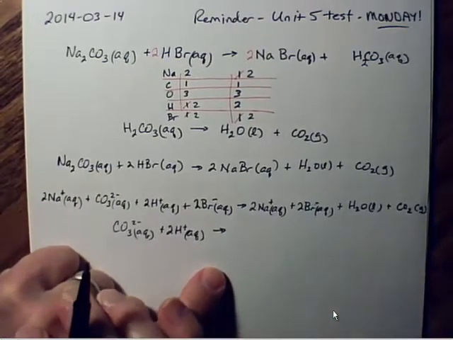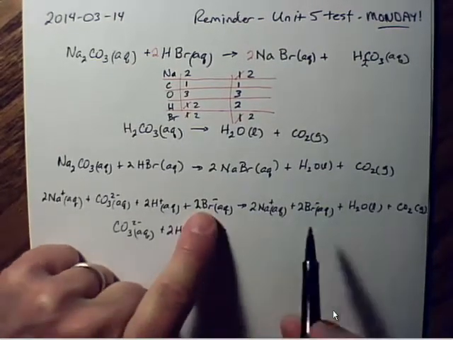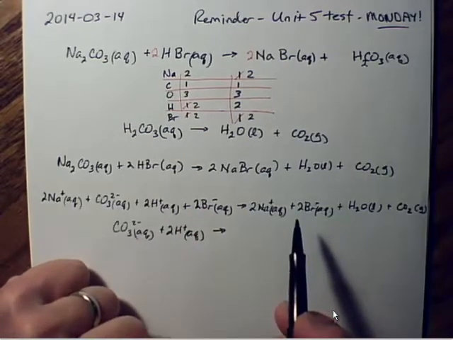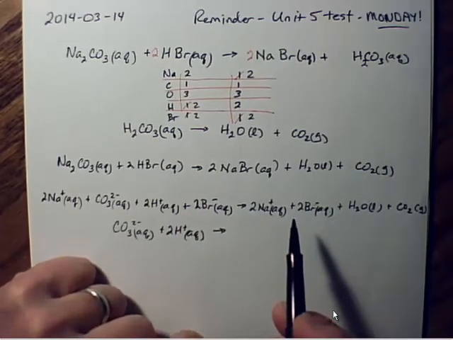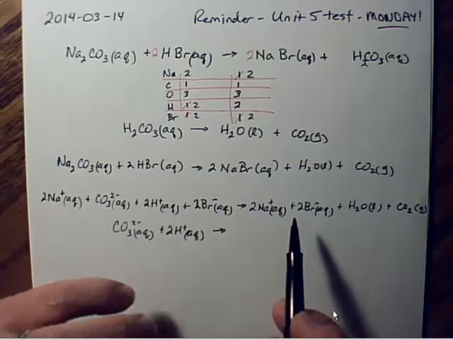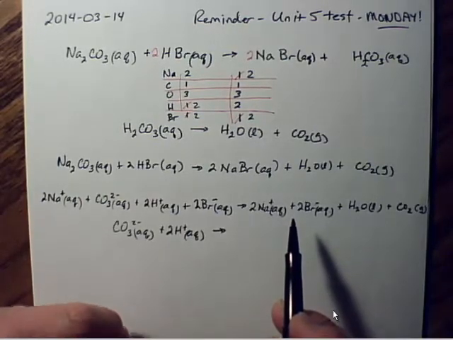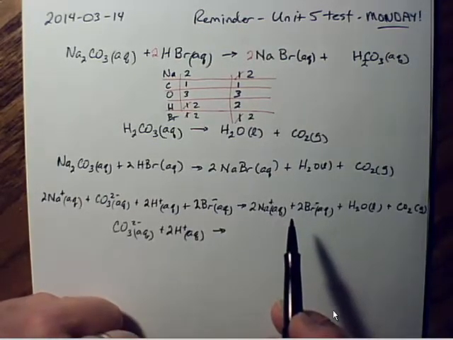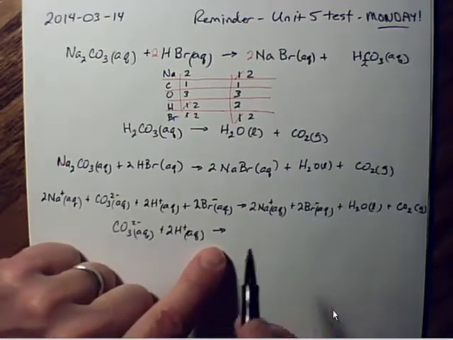So if it's the same on both sides, you don't keep it? If it's the same on both sides, we don't keep it. They're the spectators. They're sitting on the sidelines doing nothing. And that's what we call them, spectator ions. That's the name for them. Spectator ions. Okay? They're sitting around doing nothing. They're not really in the game here.